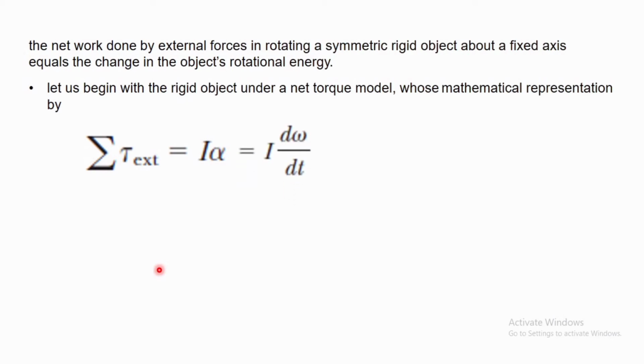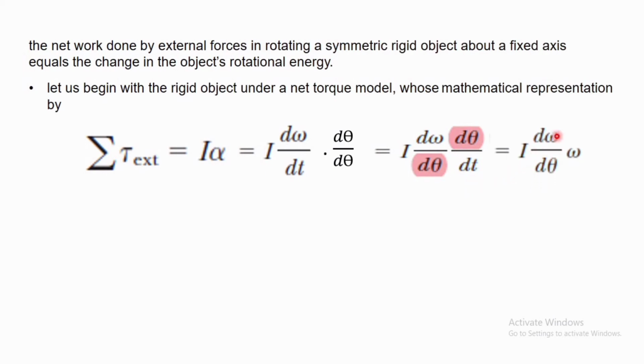We know that alpha, or the angular acceleration, is the change of omega with respect to time, or the change in the angular velocity with respect to time. I'm going to multiply that by d theta over d theta. It has no effect, it is like multiplying the equation by 1. So we have I d omega over d theta times d theta over dt. We know that the change of theta with respect to time is equal to omega, which leaves us with I d omega over d theta multiplied by omega.